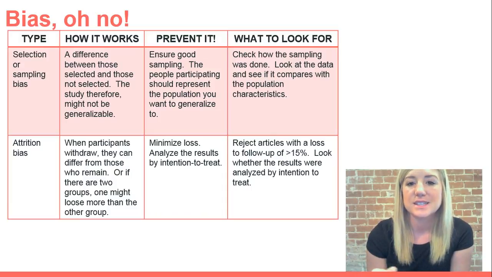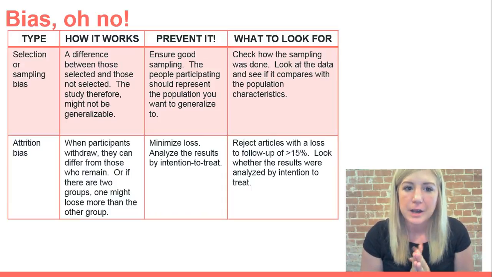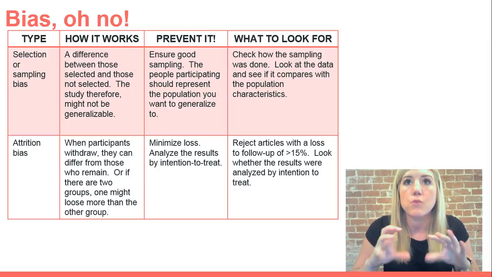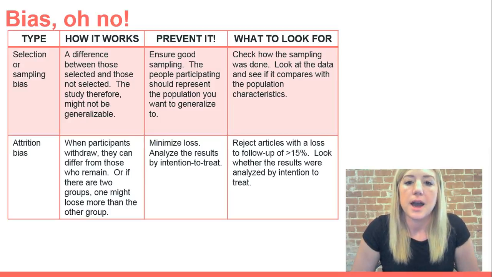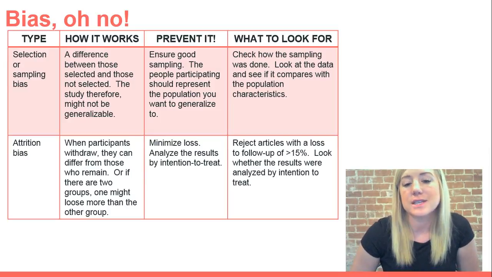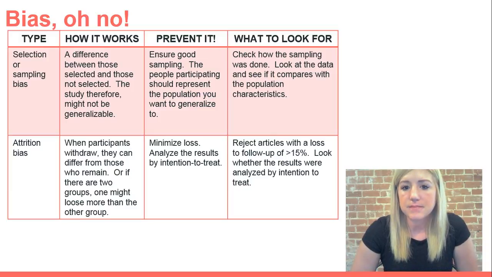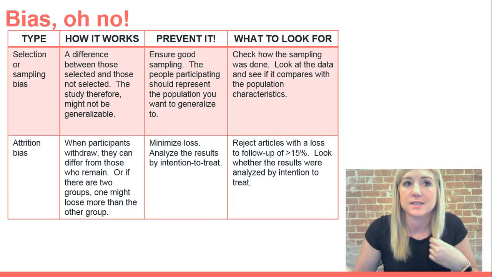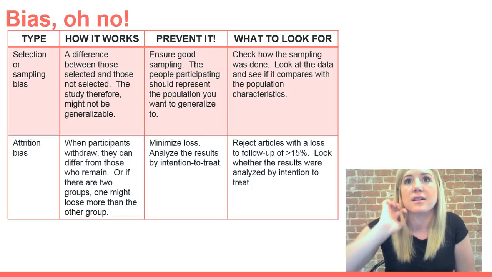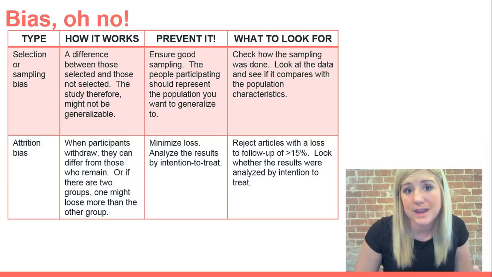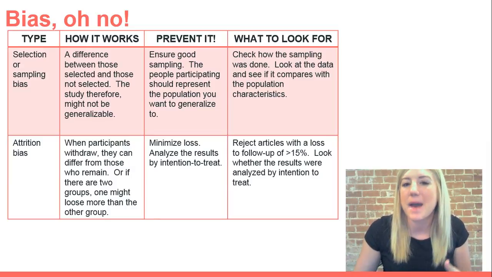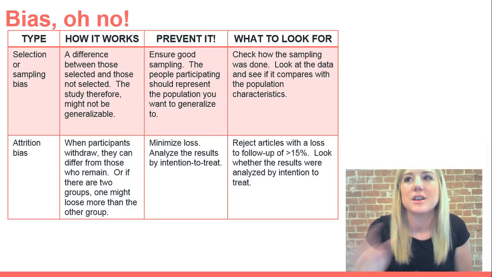So to prevent it, make sure you have really good sampling. The people participating should represent the population that you want to generalize those results to. What to look for in an article, look for how the sampling was done, look at the data, and see if it compares with the population characteristics. If a study is done and they look at, let's say 30 women or 30 people between the ages of 35 and 50 and like 90% are women, is it really generalizable to men? Probably not. So those types of things.